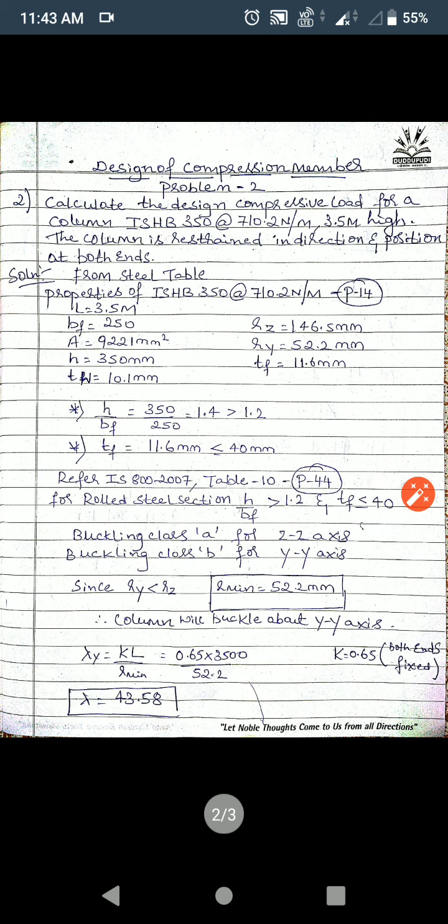The question is: calculate the design compressive load for a column ISHB 350 at 710.2 Newton per meter, 3.5 meter height. The column is restrained in direction and position at both ends.